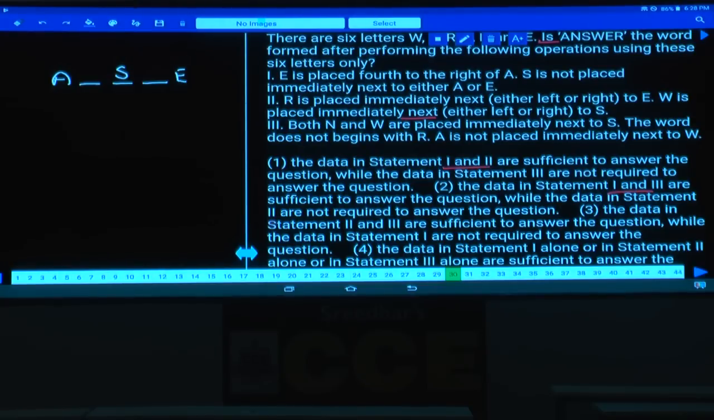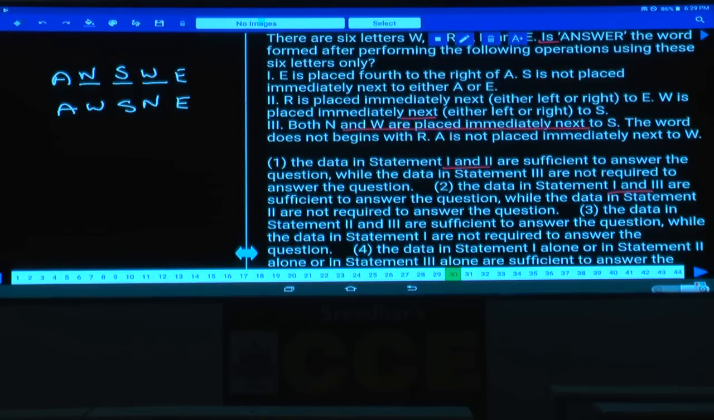Hence in total how many possibilities? As of now 1. Then 1 and 3. Now the third one. Both N and W are placed immediately next to S. Immediately next to S means if N is here, W will be here, or if A, S and E. And if W is here, N will be here. These are the 2 possibilities we have. Either left or right is not clearly given. The words: both N and W are placed immediately next to S.